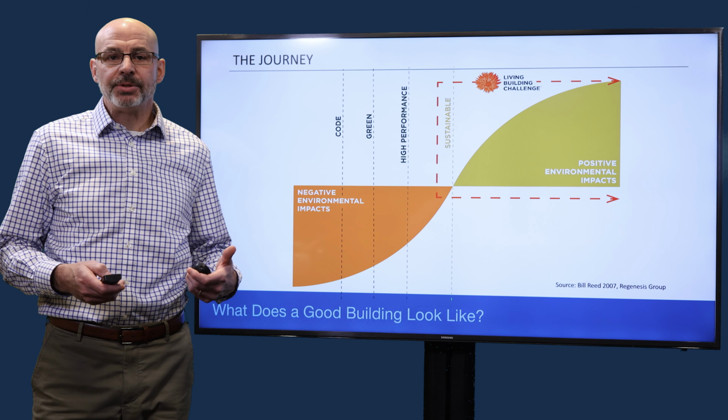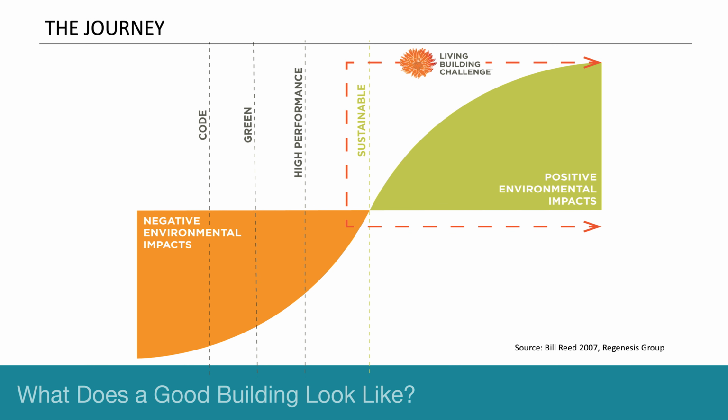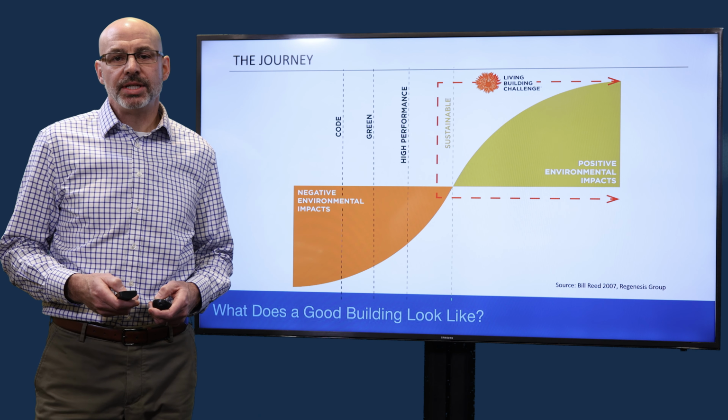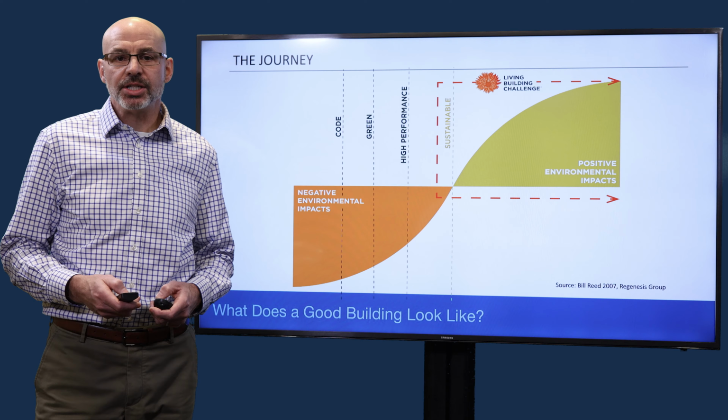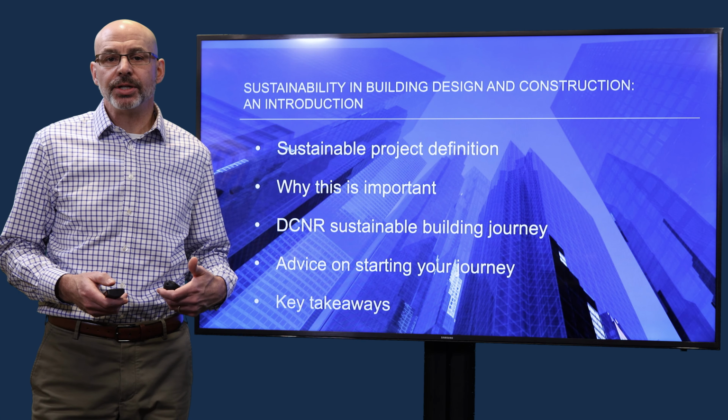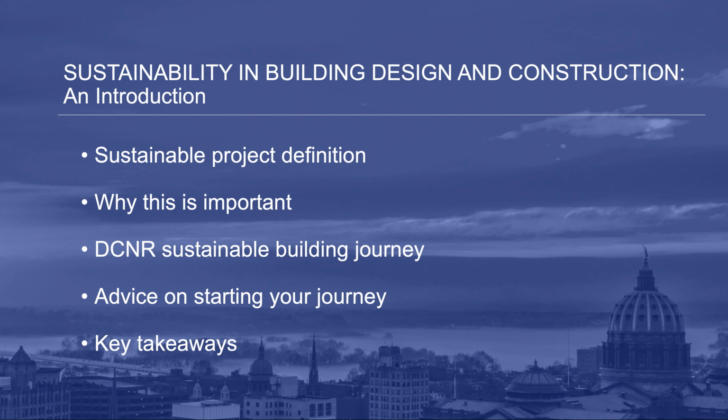This visual is adapted from Bill Reed's Trajectory of Environmentally Responsible Design. We are all on the journey of reducing the negative impacts of the built environment, from code compliant to green and high performing buildings to actually creating buildings that have a positive impact on the environment. We hope this introductory video series gives you the inspiration to start your sustainability building journey and establishes a commitment to building healthier and sustainable projects.